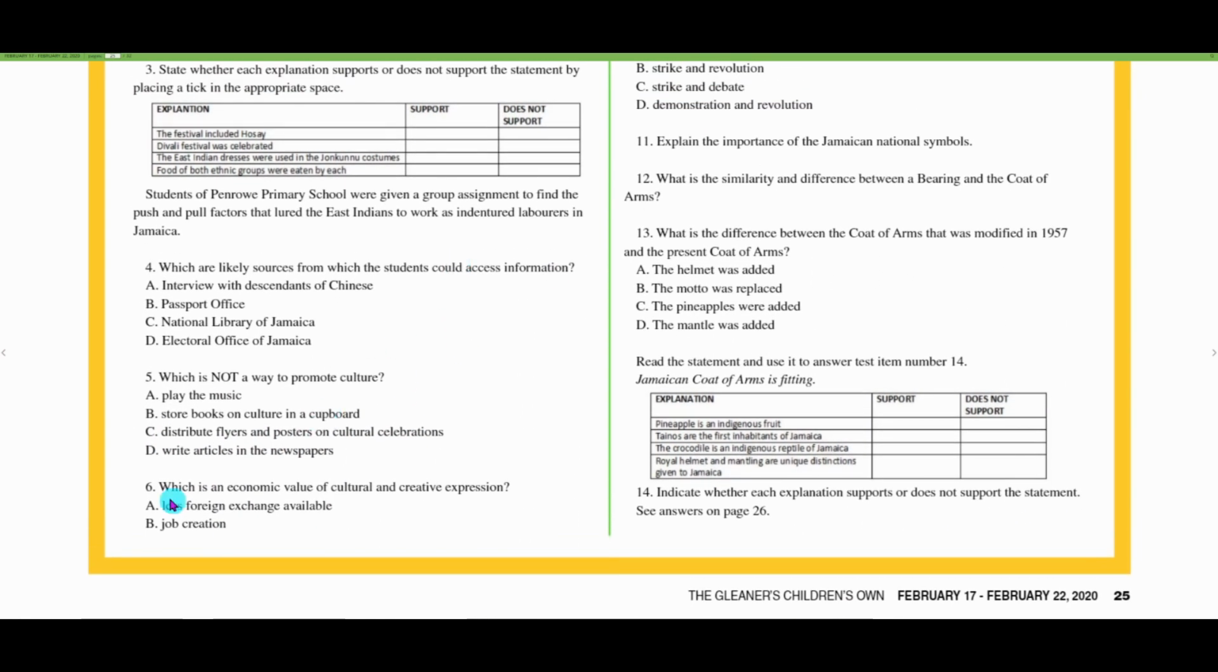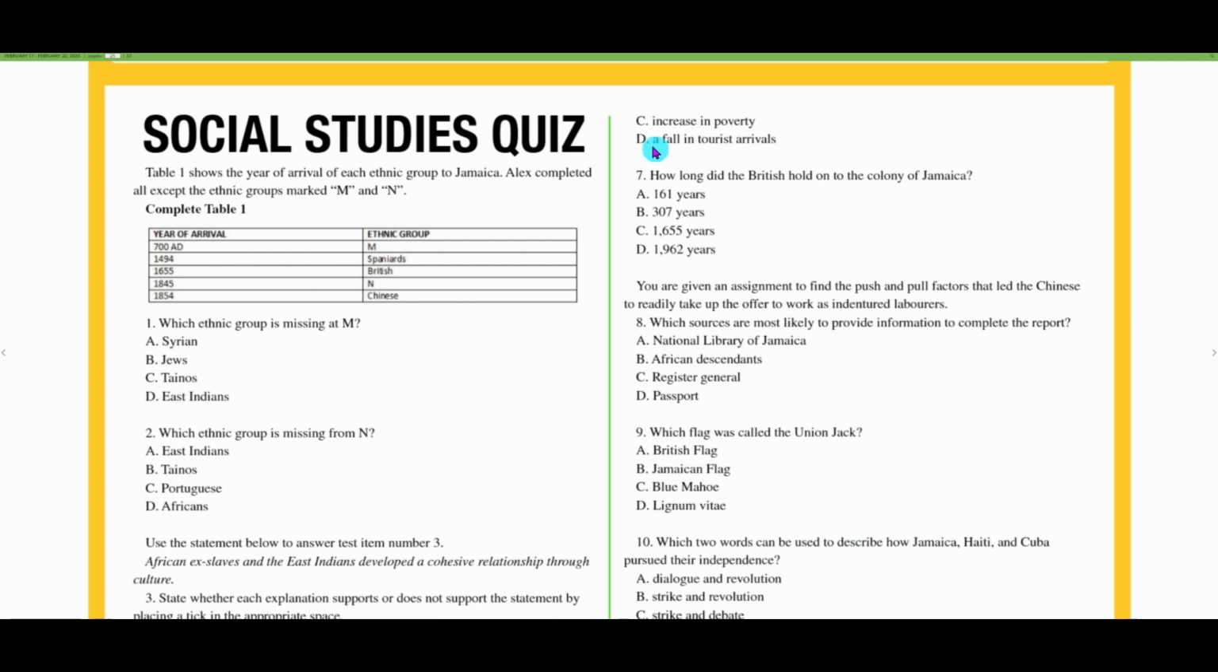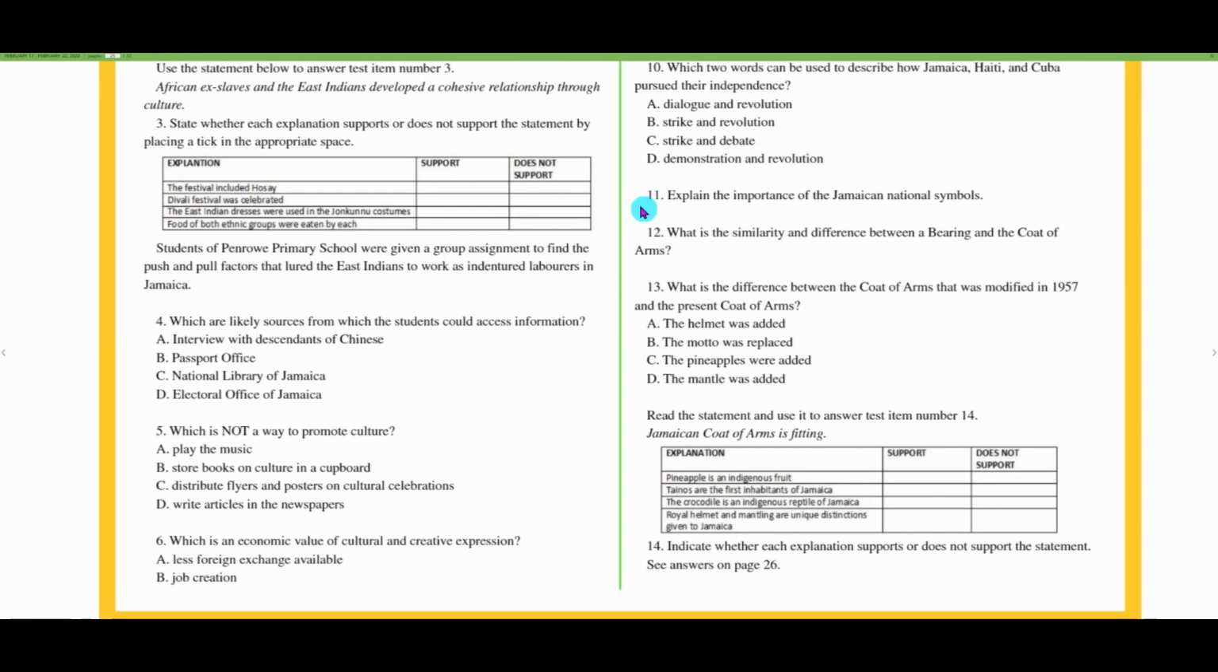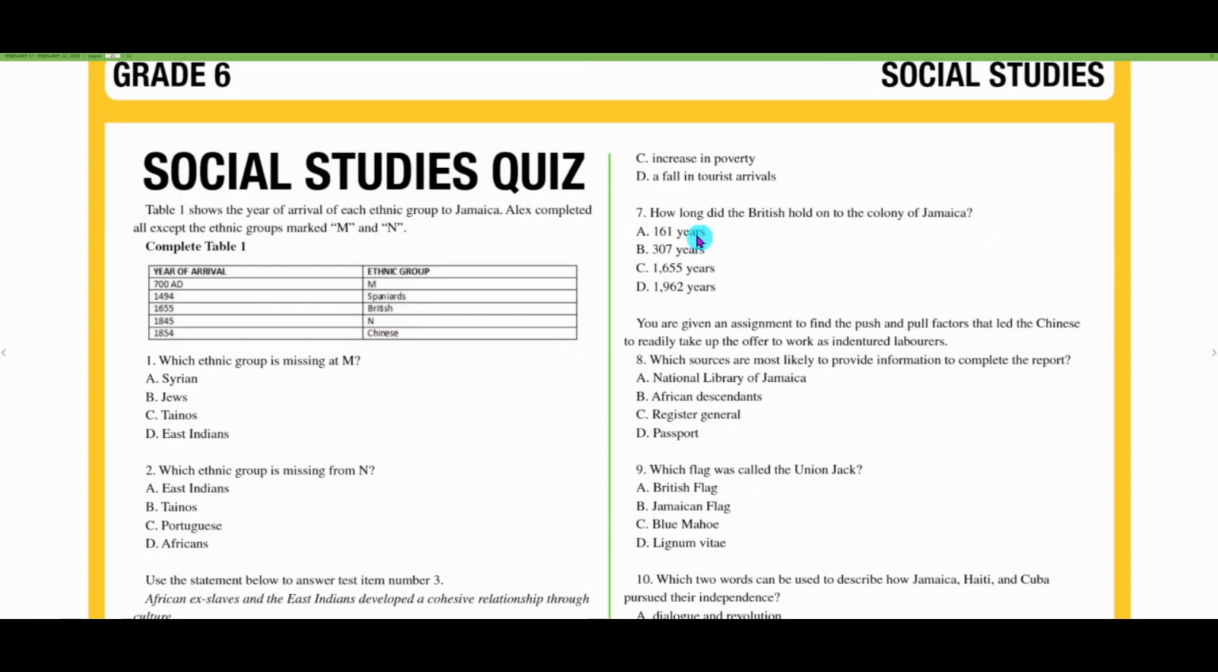Number 6, which is an economic value of cultural and creative expression? Less foreign exchange available, job creation, increased poverty, a fall in tourist arrival. Now, when we have festivals such as Sumfest and Yam festivals and so on, people come from abroad. So it will actually increase the foreign exchange that's available. So this is not correct. In fact, we have job creation, so that would be good. Increase in poverty? More people coming to Jamaica, giving more employment to the people in tourism and so on. So this could not increase poverty. And a fall in tourist arrival, best option there would be B.